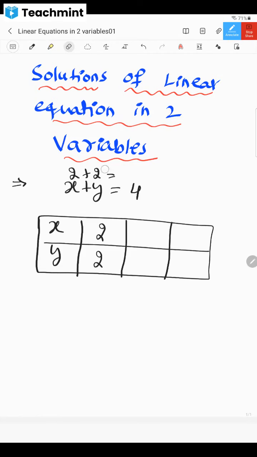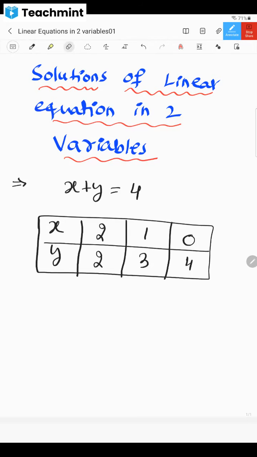If x is 2, then y will be 2, because 2 plus 2 gives 4. If x is 1, then y will be 3, because 1 plus 3 equals 4. If x is 0, what should y be so that I get 4 here? Don't you think y should be 4? Are you understanding what I'm saying?